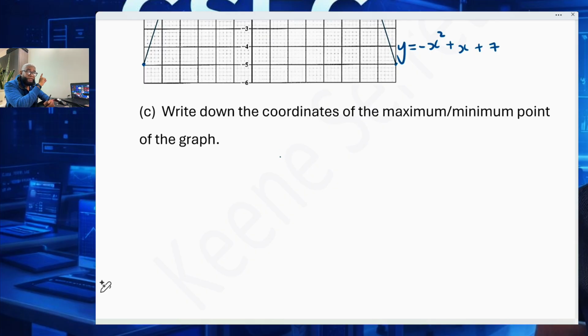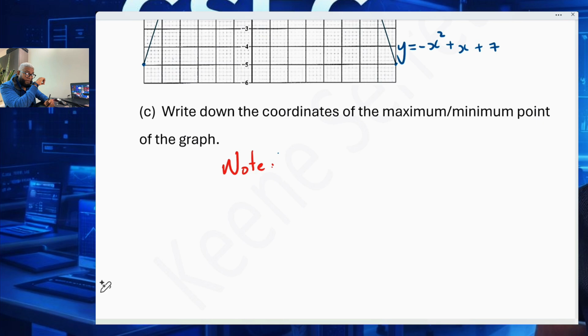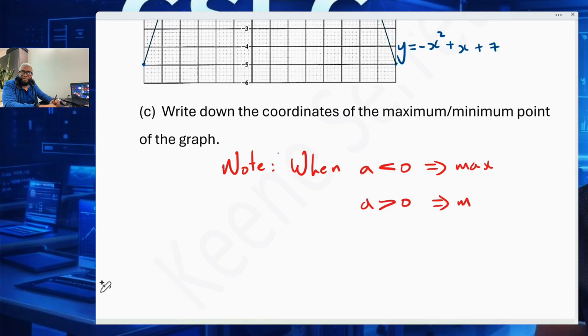So write this down now. I want you all to write this. Note. When A is less than 0, this implies that your curve would be a max. When A is greater than 0, this implies that your curve would be a minimum. Right? So you don't even need to draw your curve. You can just look at your quadratic and you'll be able to tell if it's a max or a min. So let's see if we can find these coordinates.